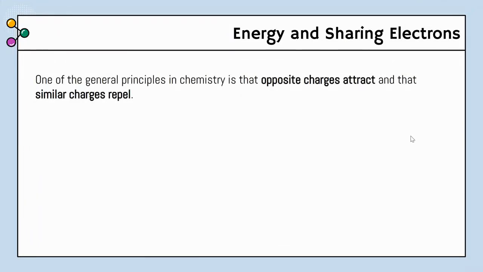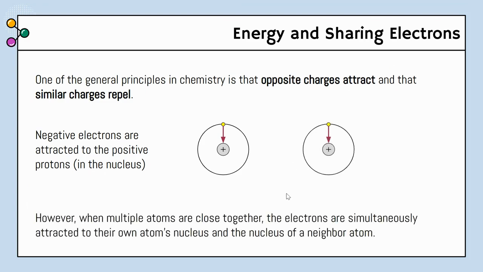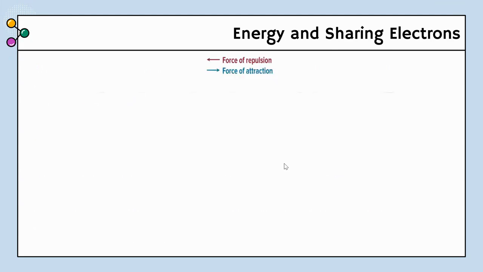Well, one of the general principles in chemistry is that opposite charges attract and similar charges repel. If we think about one atom, we can see that negative electrons are attracted to the positive protons which are in the nucleus. When we bring another atom close to our first, we have an interesting situation where electrons on one atom are attracted to both their own nucleus and the nucleus of their neighbor. So, to lower their overall energy to get to the spot where they want to be, they're going to have to exist somewhere between the two atoms.